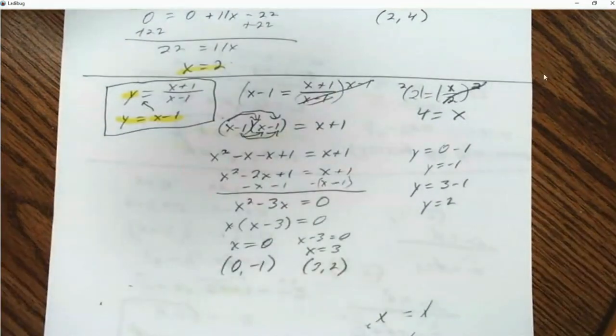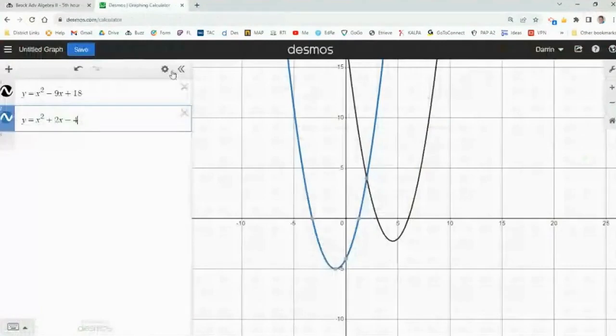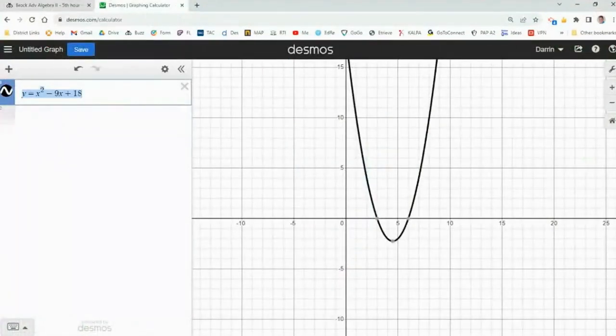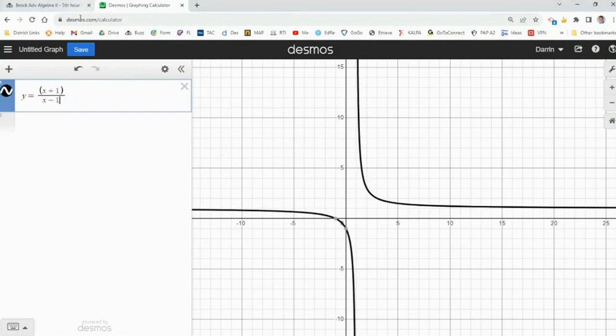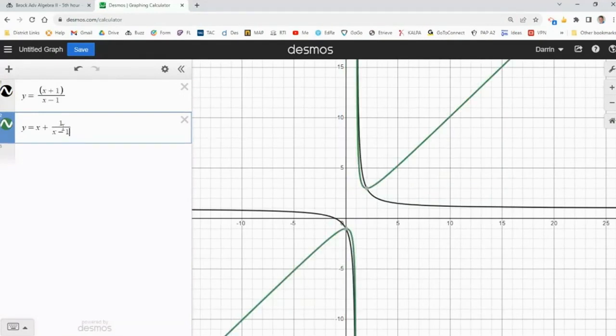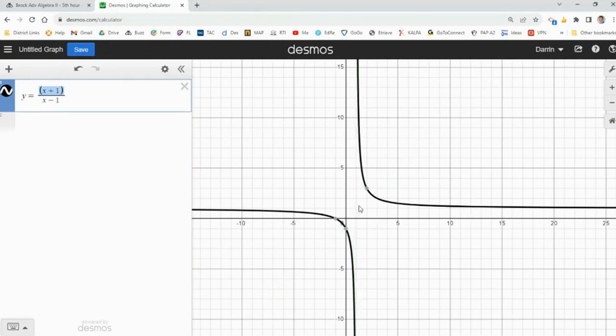Let's verify that we're correct. So let's go back to our graphing calculator here. Y equals. I've got to put this in parentheses because I want both of those to be at the top, x plus 1. If I don't put in parentheses, it'll just put the 1 on top. When I didn't put the parentheses, it didn't put the whole x plus 1 on top. I've got to use the parentheses to make sure it's the same thing. So there's the first equation, x plus 1 divided by x minus 1.